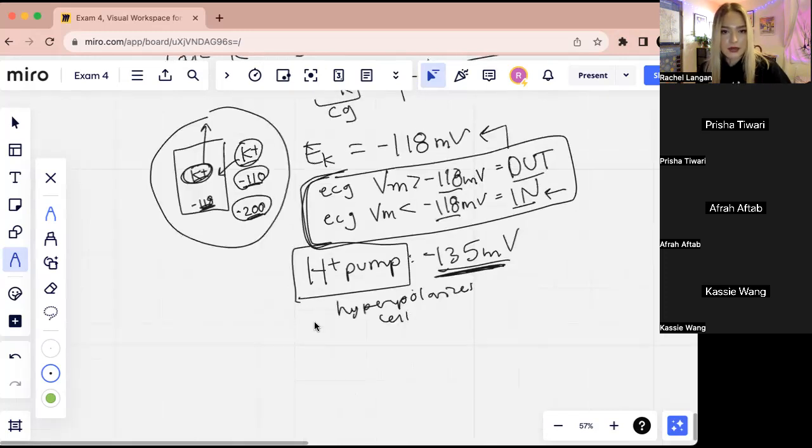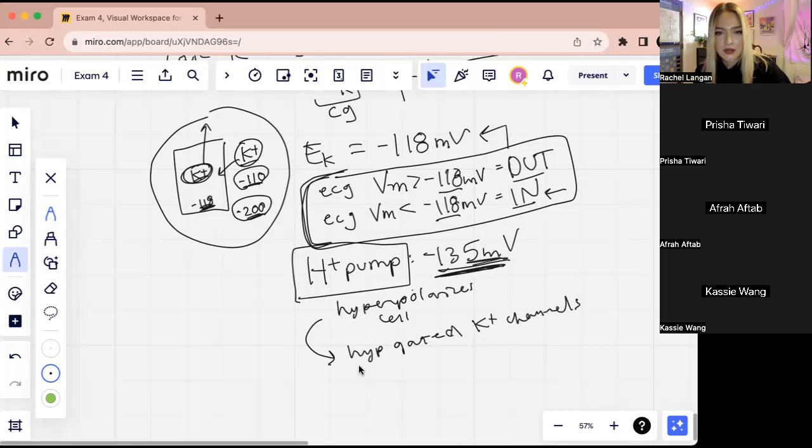And then that activates the hyperpolarization gated potassium channels. And there's nothing special about those channels, but we know at this very negative membrane potential, potassium under normal conditions, if there's normal concentrations in and out, potassium will move in.